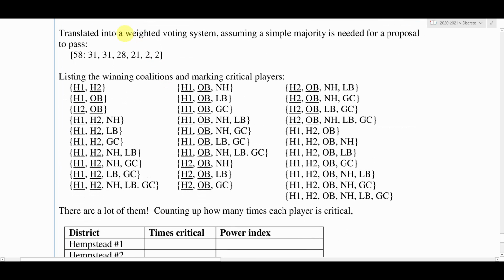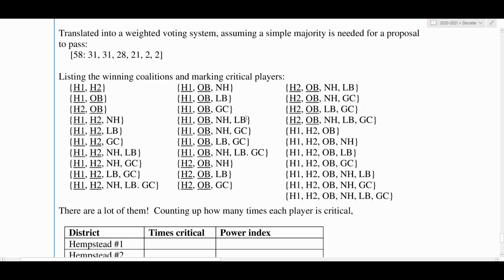So we translated the weighted voting system here into our notation so that we can quickly analyze it. And then we list out all of the winning coalitions, and I've done that for you, so you don't have to worry about doing that here. Went through and underlined all of the essential players, right? So Hempstead 1 and Hempstead District 2, those are both critical. They're underlined instead of circled.